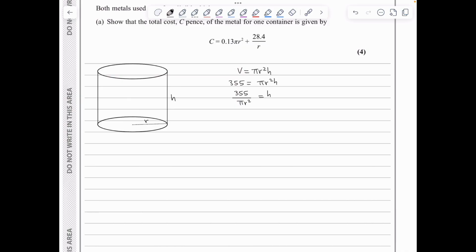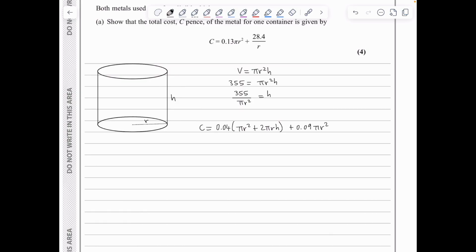Now let's go for the cost. Now the cost will be the cost for the base and the curved surface area, which is costing 0.04 pence per square centimeter. So I'll be doing 0.04 times the base area, which is pi r squared, and the curved surface area, which is 2 pi r h. And then I've got the circular top, which is costing 0.09 per square centimeter, so 0.09 pi r squared.